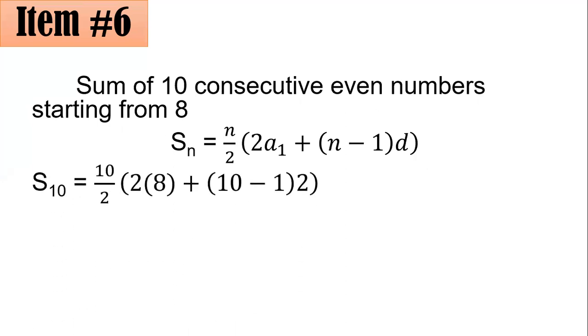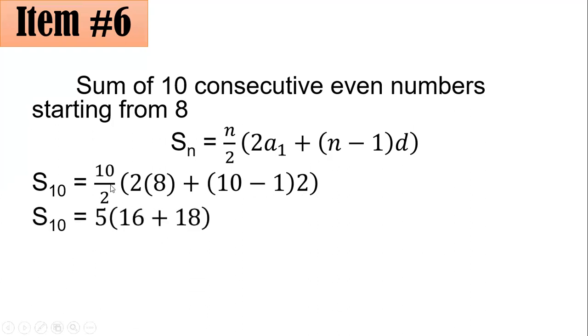So by substitution, we have S sub 10 because we have 10 numbers equals 10 all over 2. That's why we replaced all n's with 10. Times the quantity 2 times the first term, which is 8, plus 10 minus 1 times the common difference, which is 2. How come 2? Because numbers that are even, consecutive even numbers, have a common difference of 2.